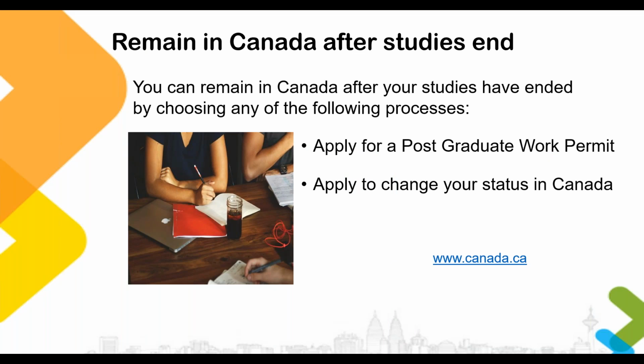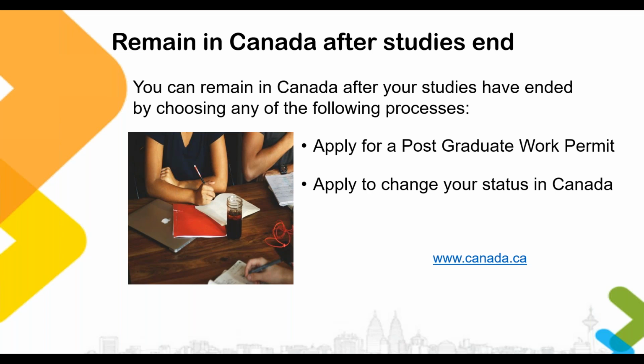So go to www.canada.ca. Now, when you're applying for a postgraduate work permit, there are a few conditions. For those of you who do not know about it, you can apply for the postgraduate work permit if you are over the age of 18, you have a valid study permit when you apply for the work permit, and you have studied continuously full-time in Canada for at least 8 months or more.